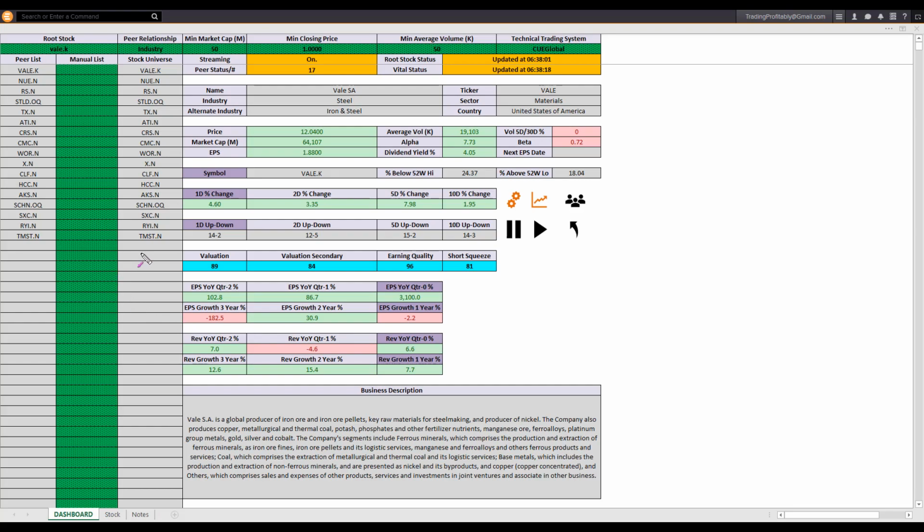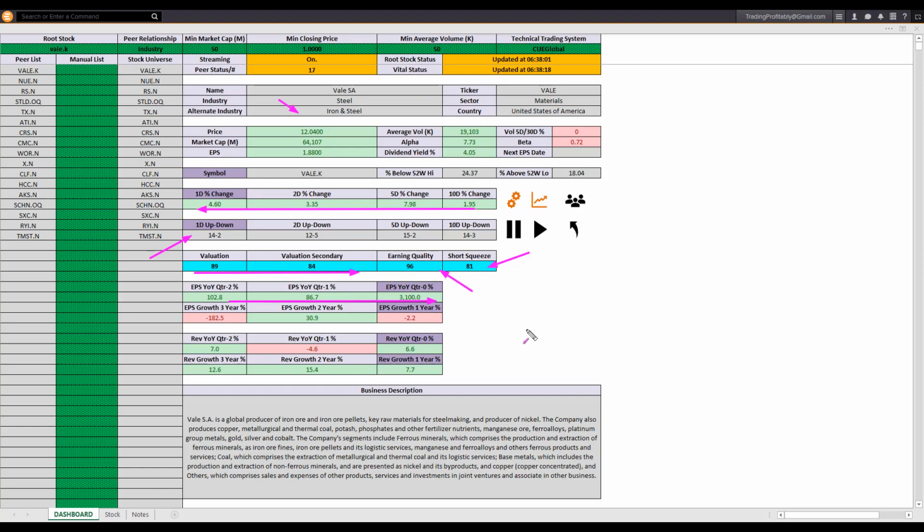What about the fundamentals? The stock is going up steadily over 10 day, 5 day, 2 day and 1 day periods. On Friday, 14 of the 16 stocks in the iron and steel industry went up. In terms of valuation, it is looking great. Undervalued stock has robust earnings quality and also a short squeeze potential. Earnings growth in the latest periods are also strongly going up.